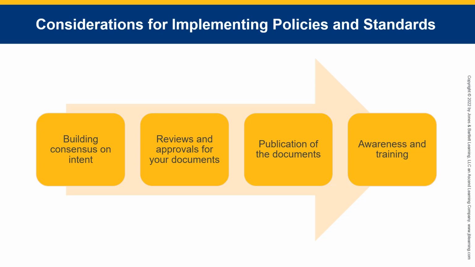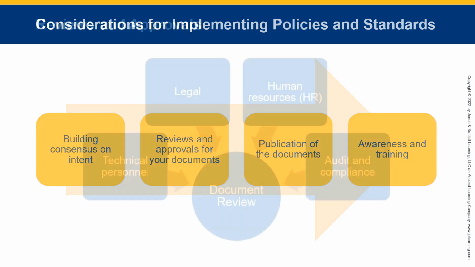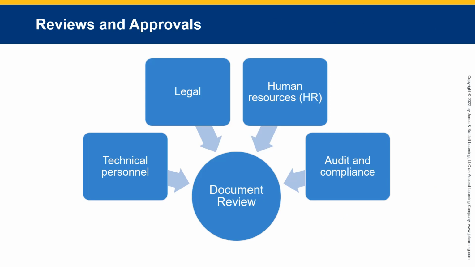Awareness and training. Implementation requires educating personnel not only on each of the core values, but also on changing their role to emphasize protecting data and systems. Ongoing security awareness training, including training on new policies, is a critical aspect of policy implementation. Reviews and approvals. Of the document review, you have technical personnel reviewing it, you have legal personnel reviewing, human resource, and audit and compliance personnel.